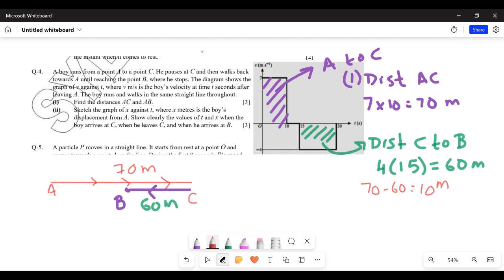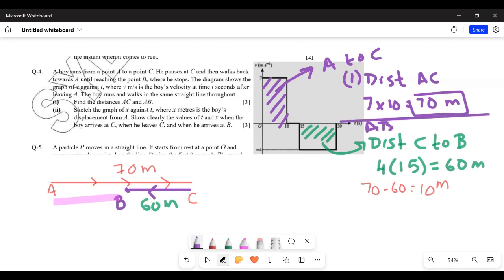Okay, that's the correct answer. So what did we do in part 1? We first found the distance from A to C, which is the area of the first bar shown in the figure. And then we found the distance from C to B, which is the area of the second bar shown in the graph. And then you subtract the two to find the distance AB. So the answer for the first part was 70 for AC, and for AB, this was the working.